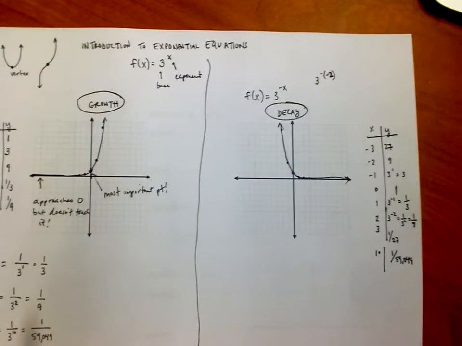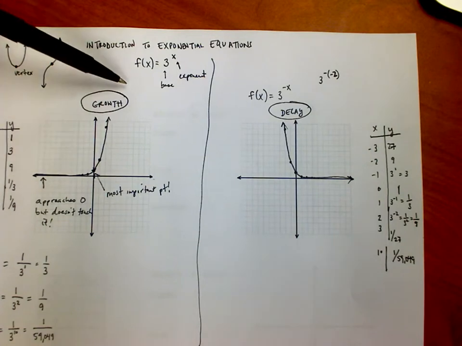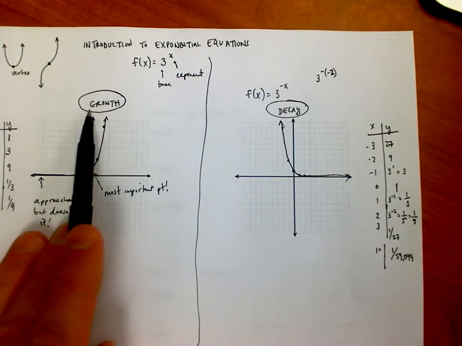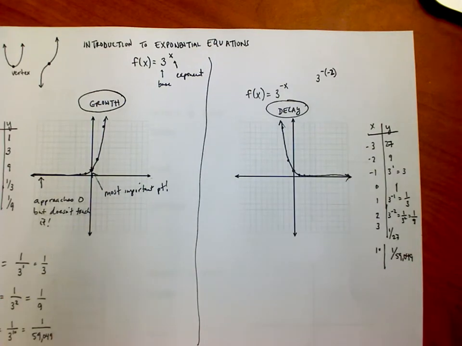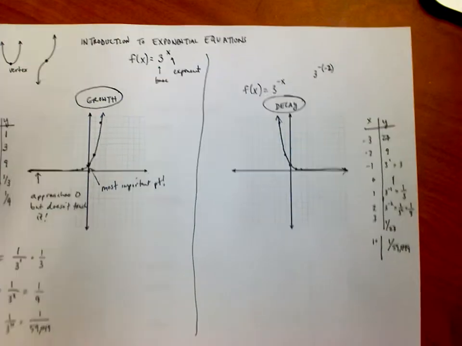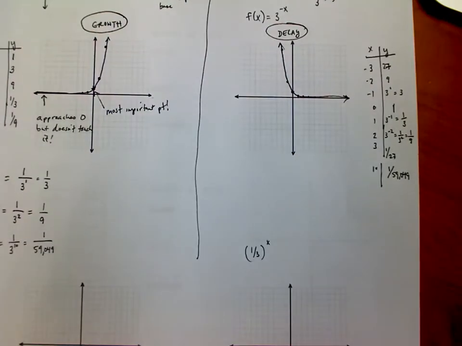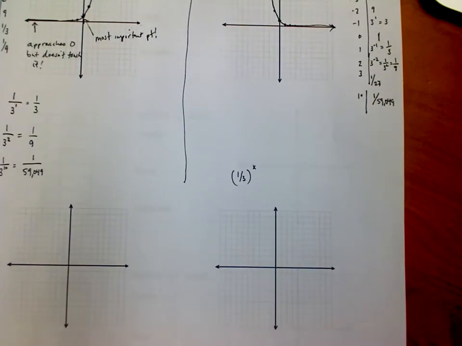And really the idea is this. Does it go up as it goes to the right, or does it die off and go to 0 as it goes to the right? One is growth, and the other one is decay. Hopefully that makes sense. You're going to have a chance to play around with different things, like what happens if I do 1/3 raised to the x power. Okay, what's that going to look like? Is it growth or decay?